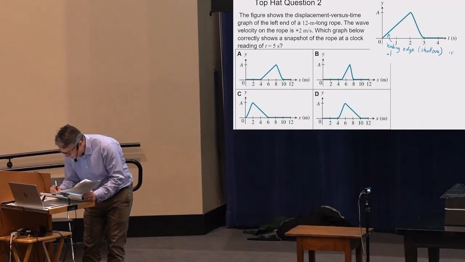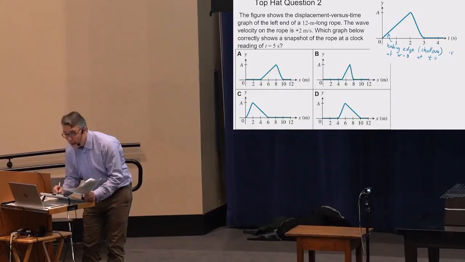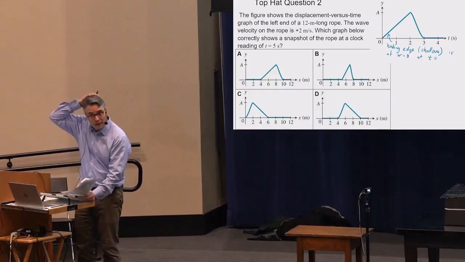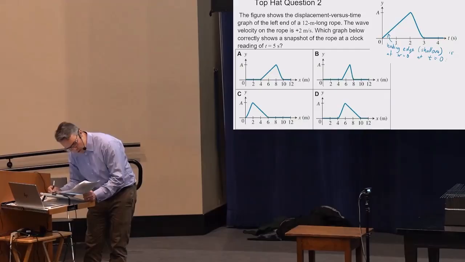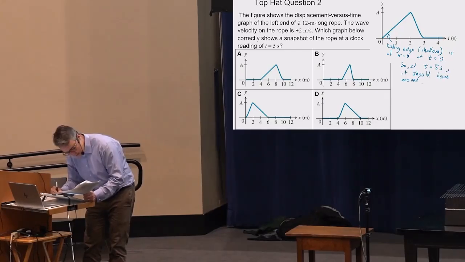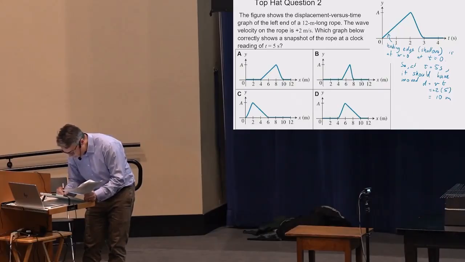It is at x equals 0 at t equals 0, since this whole thing is the history graph at the left end at x equals 0. So at t equals 5 seconds, it should have moved. The distance d is equal to v times t, so it's 2 times 5. It should be way over at 10 meters. So we want something where the shallow end of it is sitting at 10 meters.